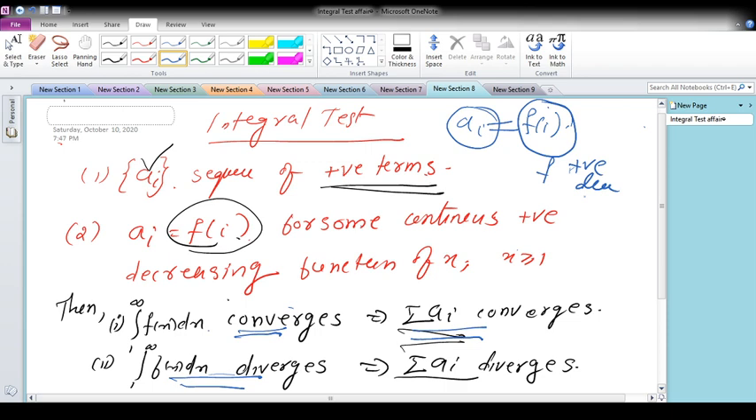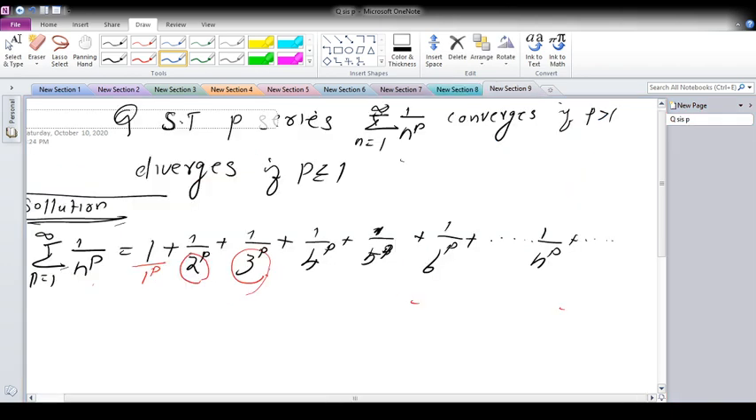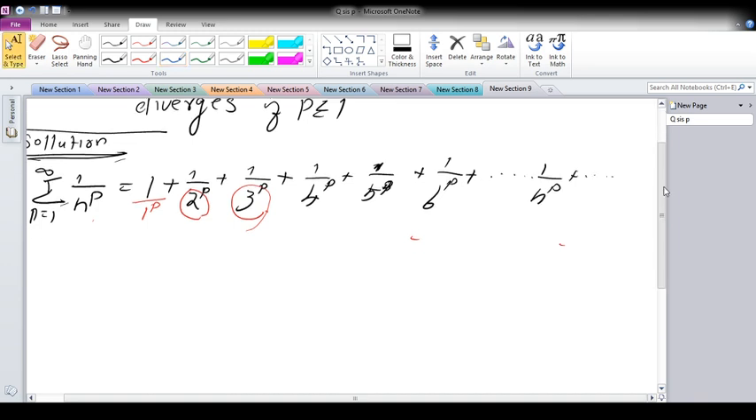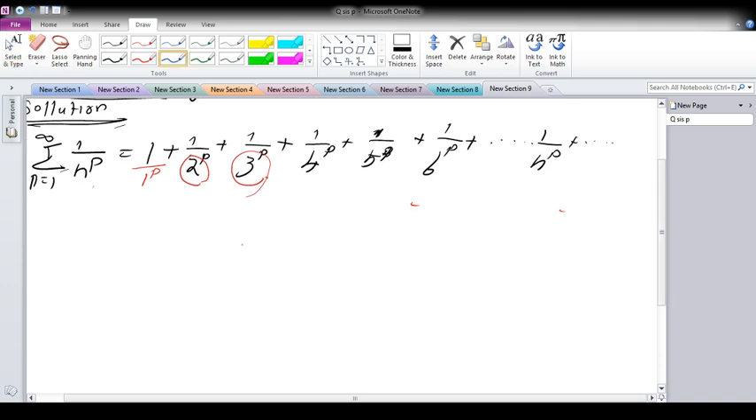Show that the p series, summation n equal to 1 to infinity of 1 by n power p, converges if p is greater than 1 and diverges if p is less than or equal to 1. So you can write the series summation n equal to 1 to infinity 1 by n power p as 1 by 1 power p plus 1 by 2 power p plus 1 by 3 power p plus etc., 1 by n power p plus etc.